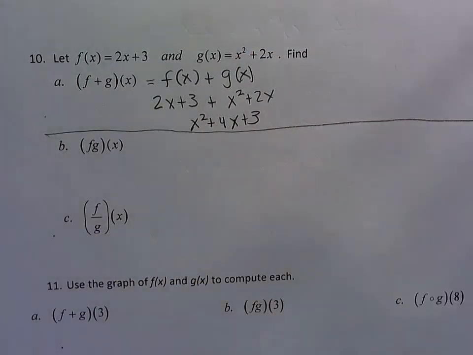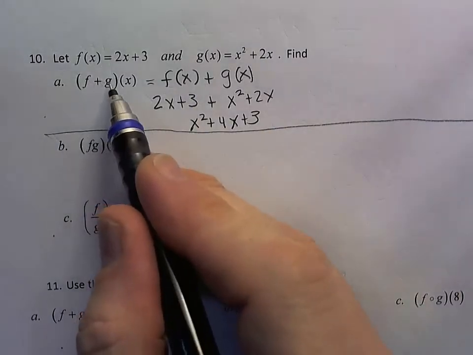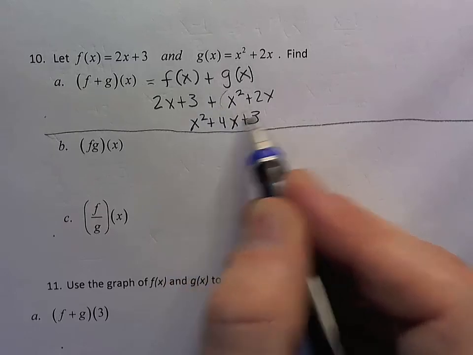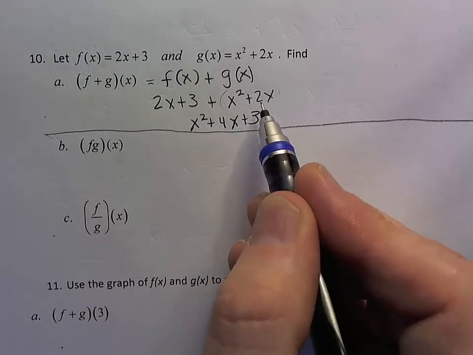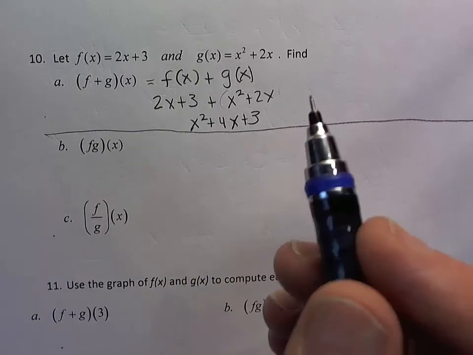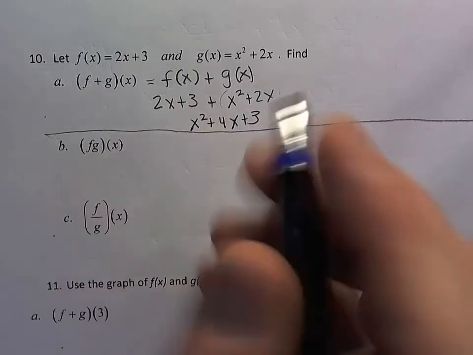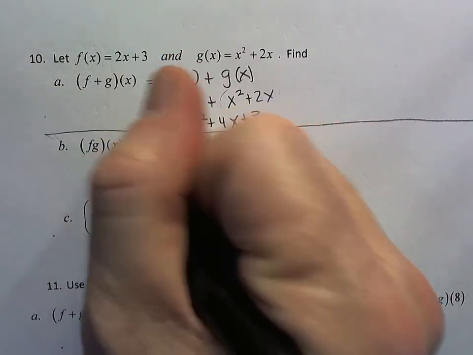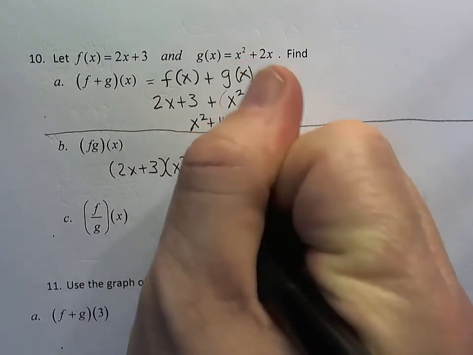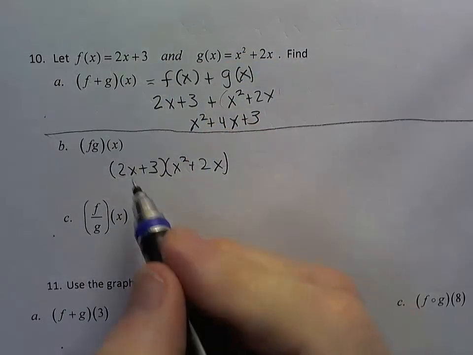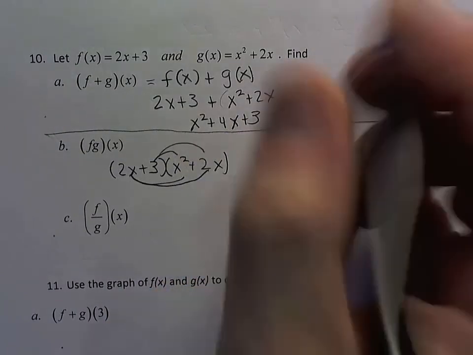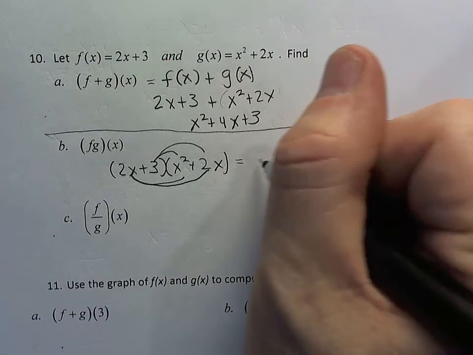Now, you have to be careful if this were f minus g, because remember, if it's minus, I would need to put this whole thing in parentheses. So you can get messed up there with your signs if you're not careful. Now this one is just multiplying the two functions together. Just multiplying. And remember, we just distribute. Just distributivity going on here.